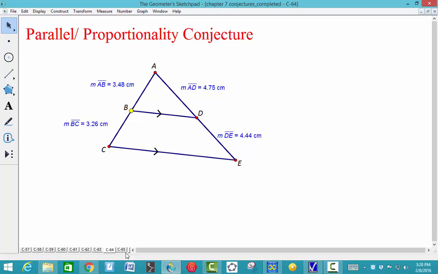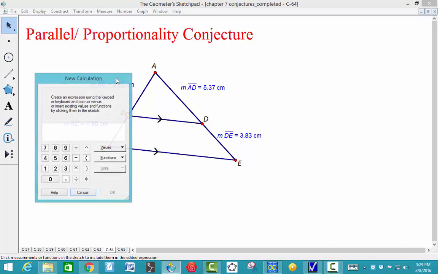Conjecture number 64, the parallel proportionality conjecture. If a line parallel to one side of a triangle passes through the other two sides, then it divides the other two sides proportionally. Conversely, if a line cuts two sides of a triangle proportionally, then it is parallel to the third side. So what we have here is I've measured the lengths from A to B and B to C. I've measured the lengths from A to D and then D to E. What you have here is you have segment BD parallel to the third side, side CE. What we want to show is that this parallel line divides the two sides proportionally.